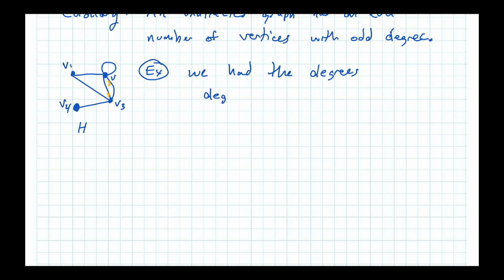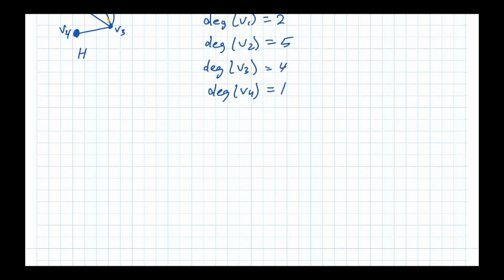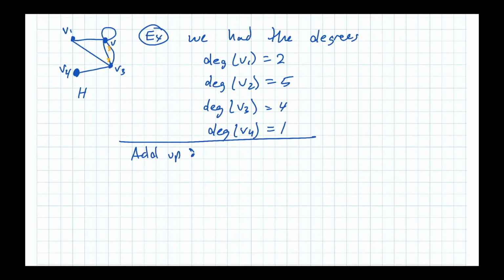Right, the degree of V1 is 2. The degree of V2, if I remember correctly, was 5. The degree of V3 looks like 1, 2, 3, 4. And the degree of V4 is just 1, right? And so you add these up. Of course, very easy to do. You get 2 plus 5 plus 4 plus 1. So what do we get?